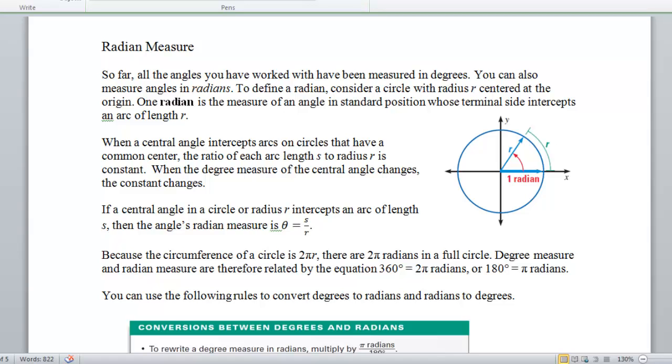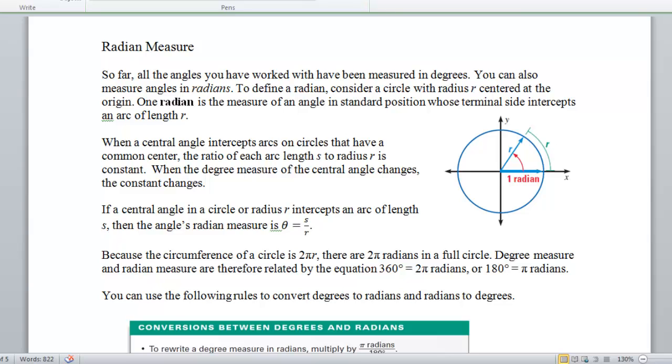For this particular video, we're going to discuss a new way to measure angles. Up to this point in geometry and algebra, you've learned about measuring angles in terms of degrees, and the rotation of a circle being 360 degrees, and then of course that 360 degrees can be divided into individual parts. Very similar to a clock in that regard.